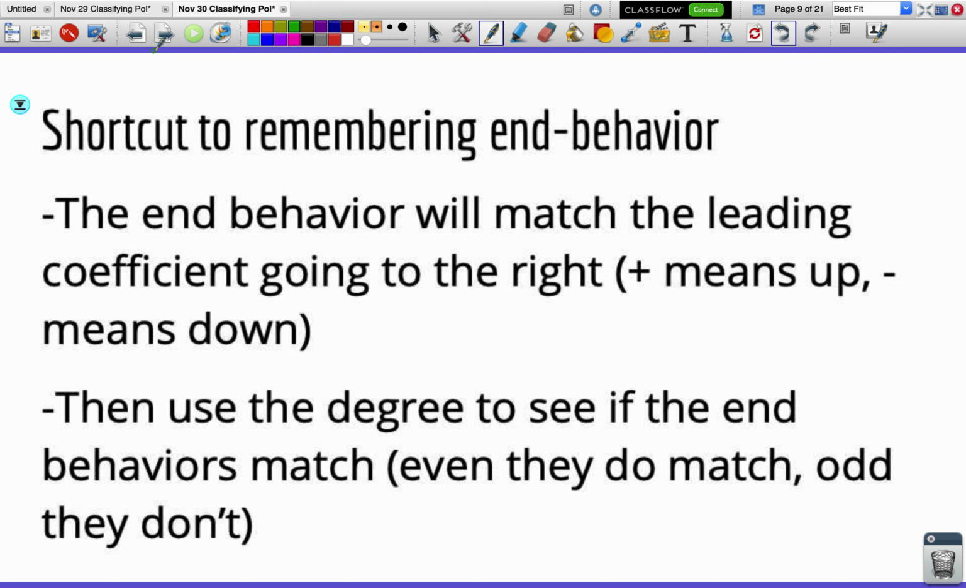All right, quick shortcut to remembering end behavior. The end behavior will always match the leading coefficient going to the right. So positive means up, negative means down. And then once you know that, you've locked one side in, and then you use the degree to see if the end behavior should match. If it's even, then they do match, so it's either up, up, or down, down. If it's odd, they don't match, which, since there's only 2 conditions here, guarantees that you would know what the other side's doing. It would be either up, down, or down, up.